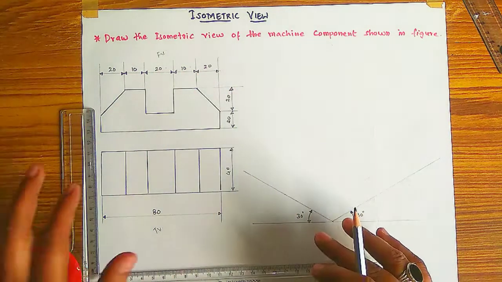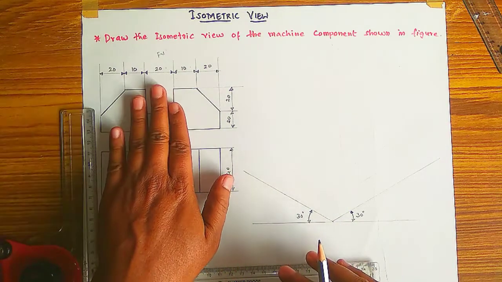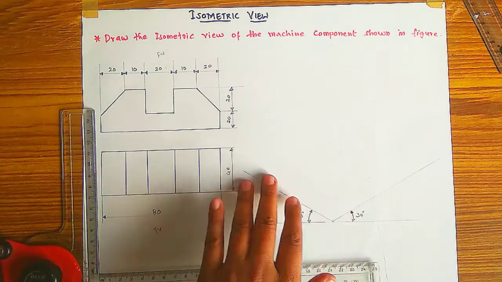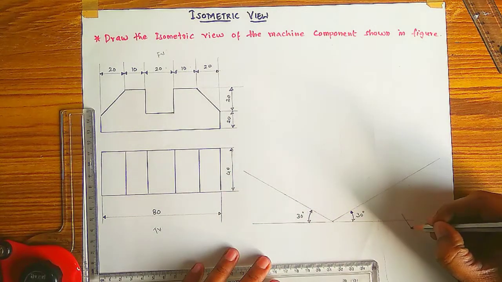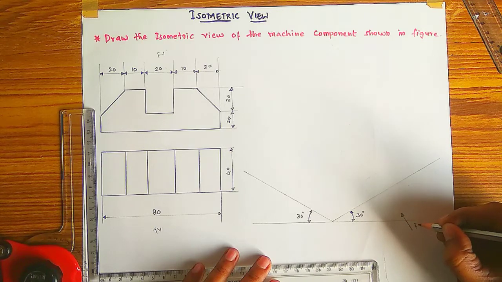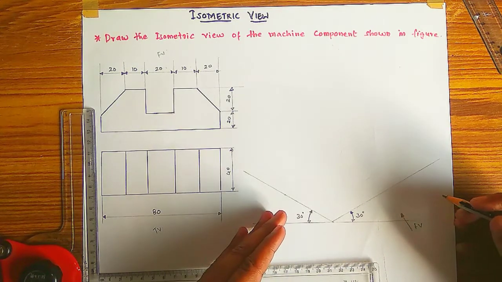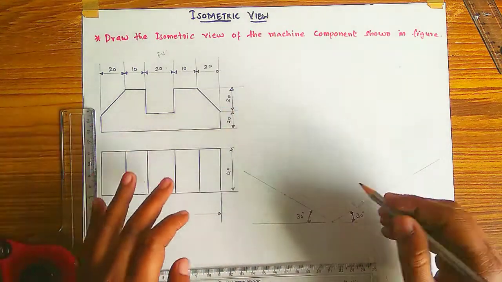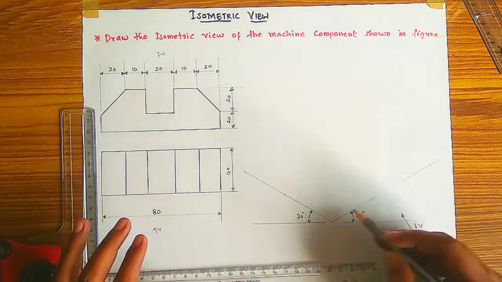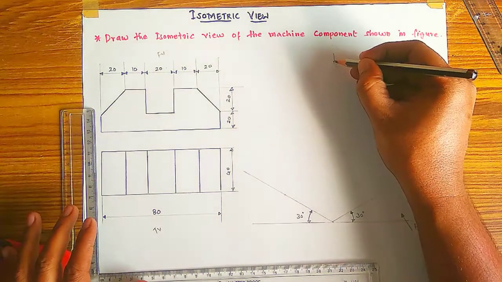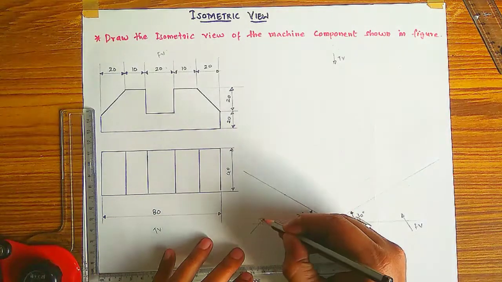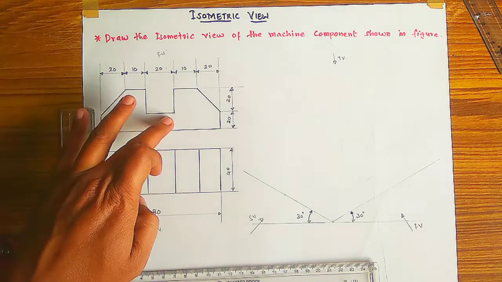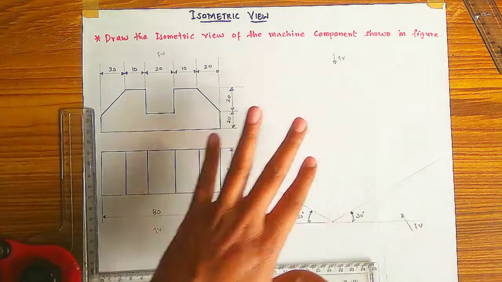So how to draw? Whatever figure is there in the front view, we have to draw on the isometric 30 degree angle lines. I am drawing the front view from here, but you can draw from here also on this 30 degree angle. It is up to you. I am drawing the front view from here and the top view from here, and the side view you will get automatically, but in this question you don't have the side view. So without the side view, with only the front view and top view, we have to draw the isometric view.